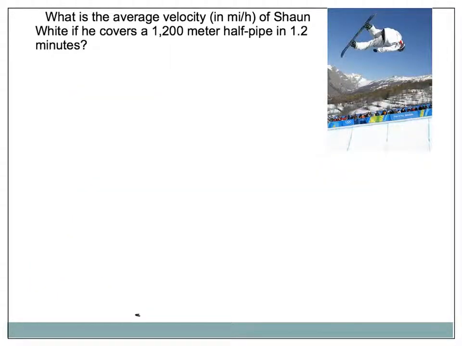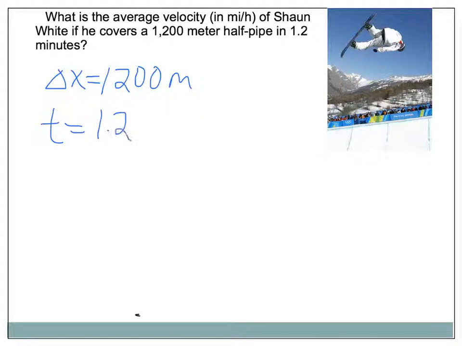What's the average velocity in miles per hour of Shaun White if he covers 1,200 meter half pipe? All right, so 1,200 meters. That looks like our delta x. In 1.2 minutes, t is 1.2 minutes. And they want us to find average velocity in miles per hour.